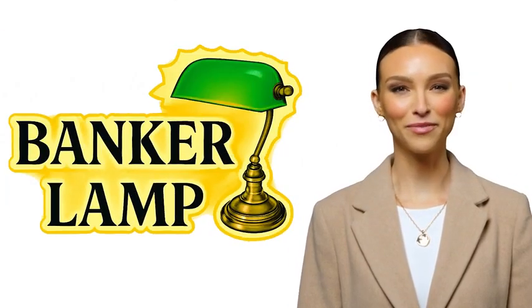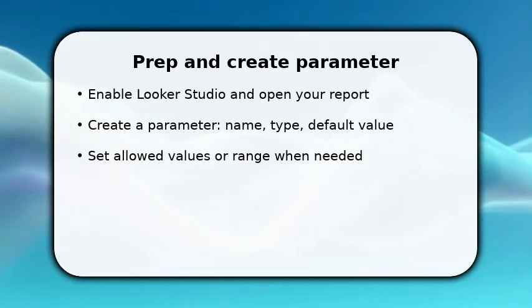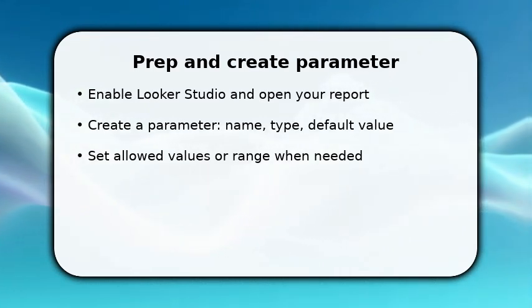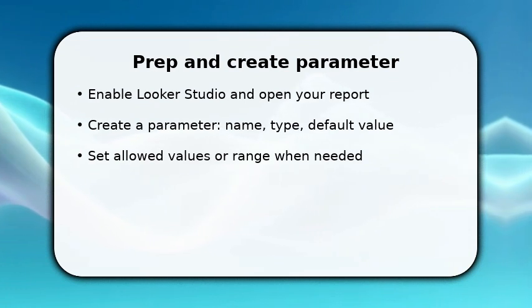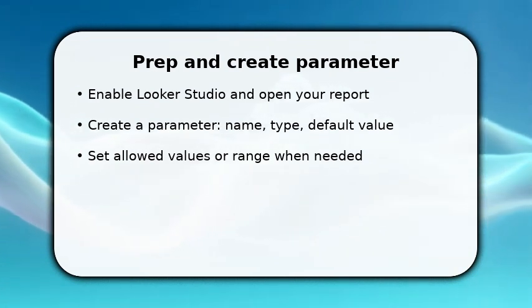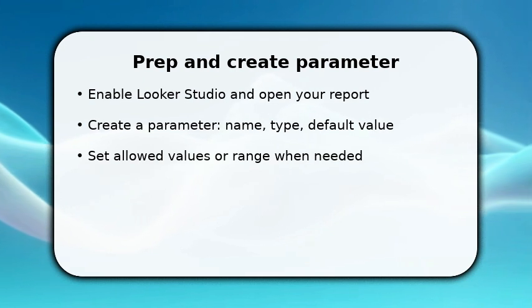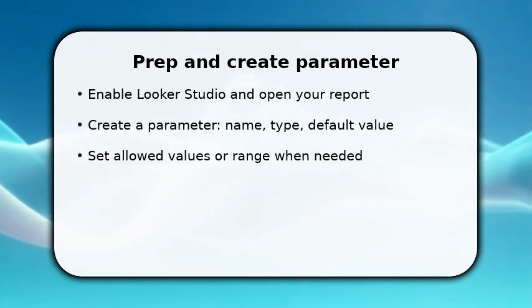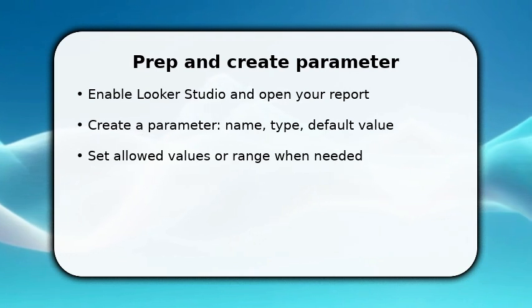Please enjoy the video. You start by opening your report and immediately creating the parameter. This is the first actionable step. Give it a clear name, pick the right type, text, number, or Boolean, and set a sensible default. Once done, define allowed values or a numeric range if you need limits.